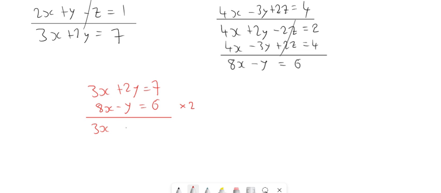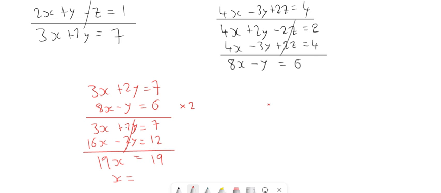Therefore, I'm getting 3x plus 2y is equal to 7. I'm not doing anything with the top. And the bottom will become 16x minus 2y is equal to 12. They'll cancel out. Next, I'm just adding downwards again, so 19x is equal to 19. And I can divide across then by 19, so x will be equal to 19 divided by 19, which is 1. So I've worked out that x is 1. So I've got one of the variables figured out. I still need to figure out what y and z are.